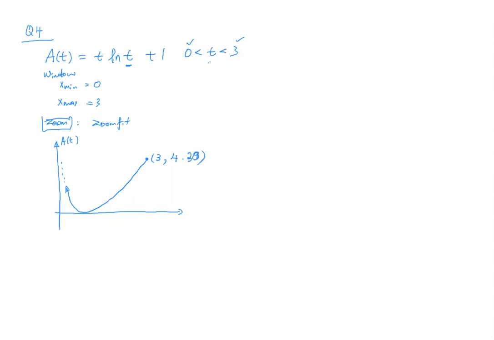Okay, another thing you need to do is find the coordinate of this turning point. Then only you can get full marks. Do you know how to find the coordinate of this turning point? Go second trace. Select minimum. Okay, second trace. Select minimum. Left bound, right bound. You know what to do, right?